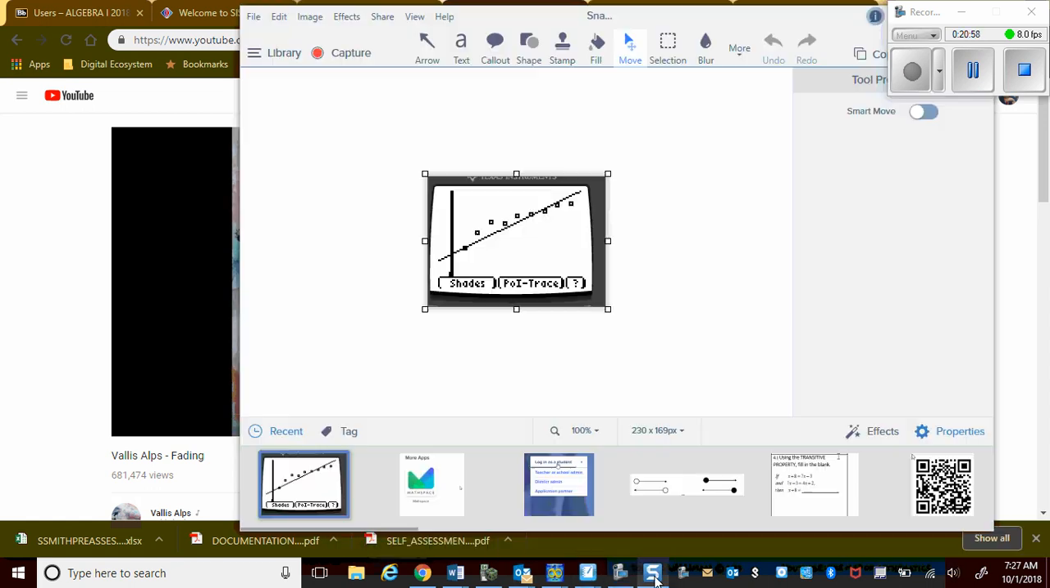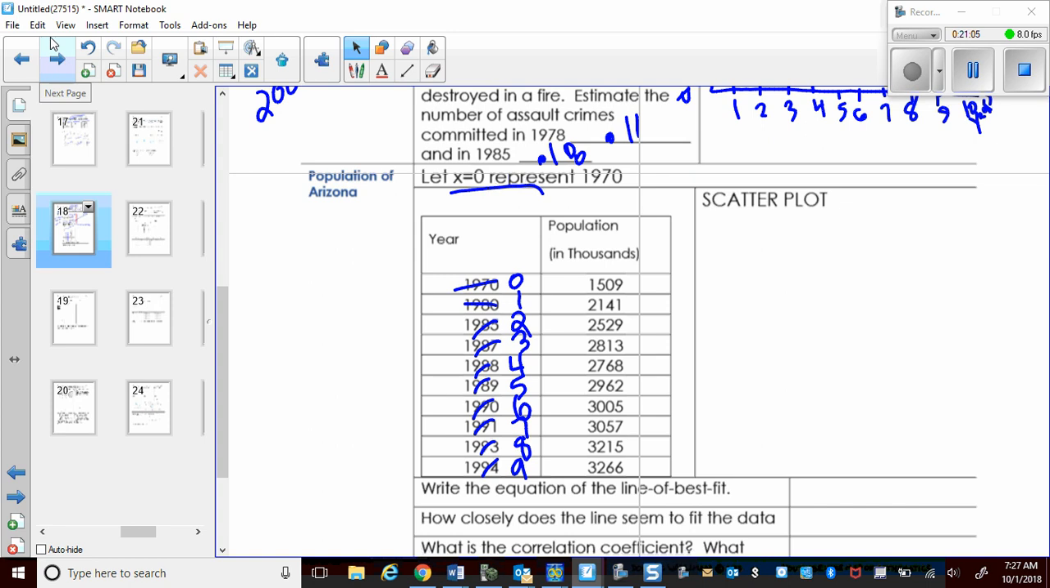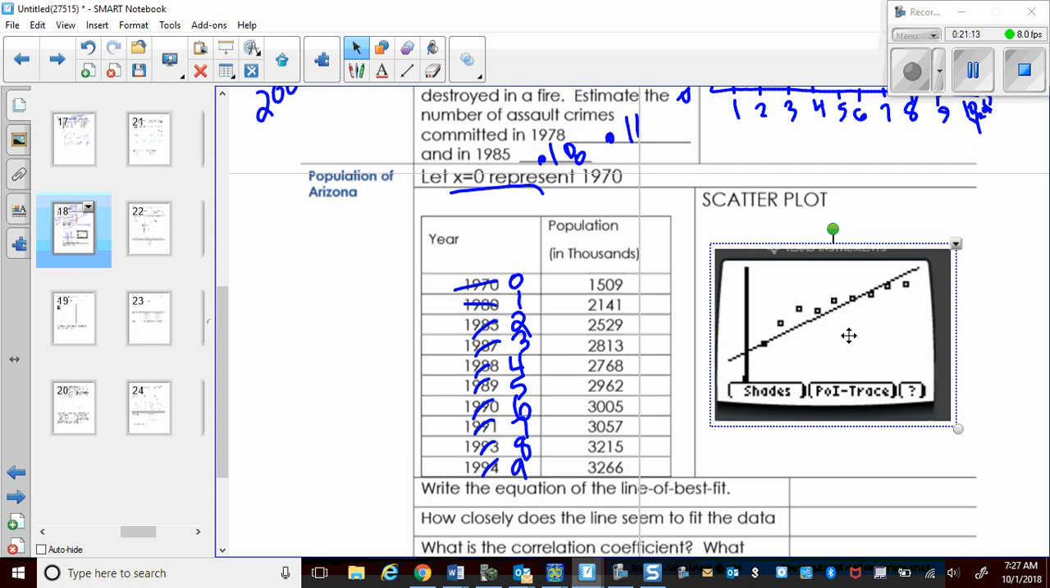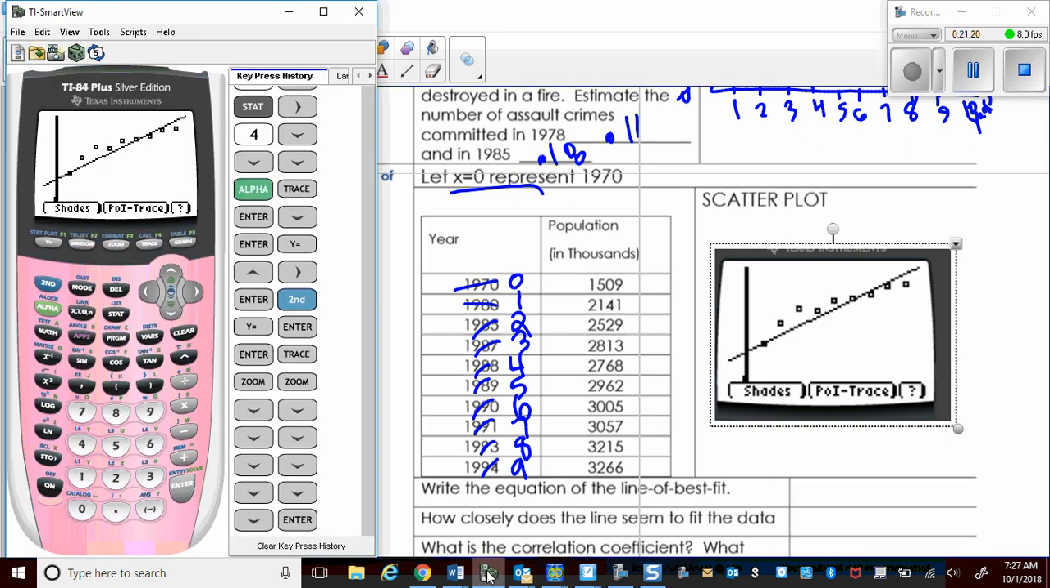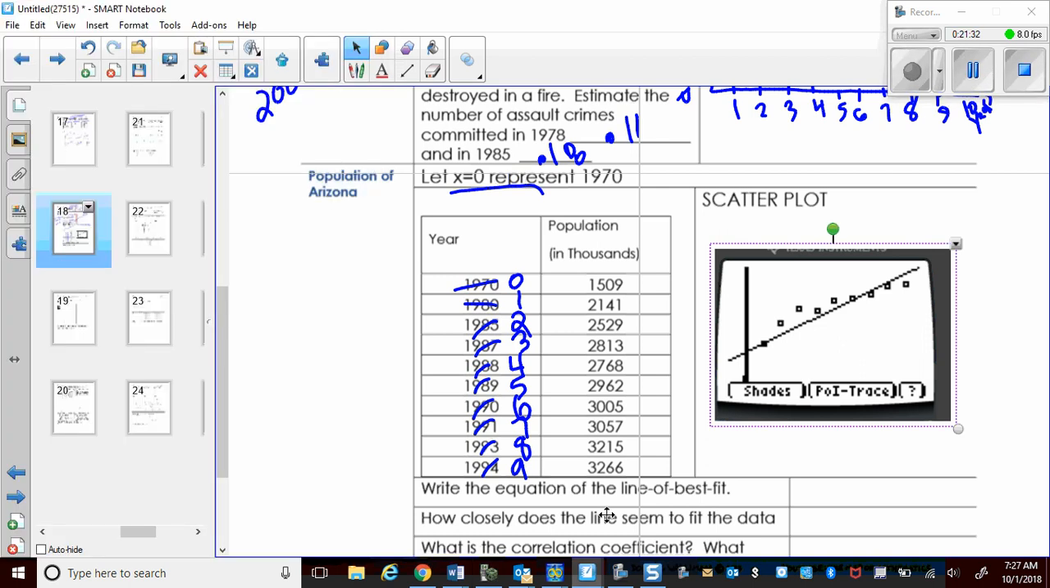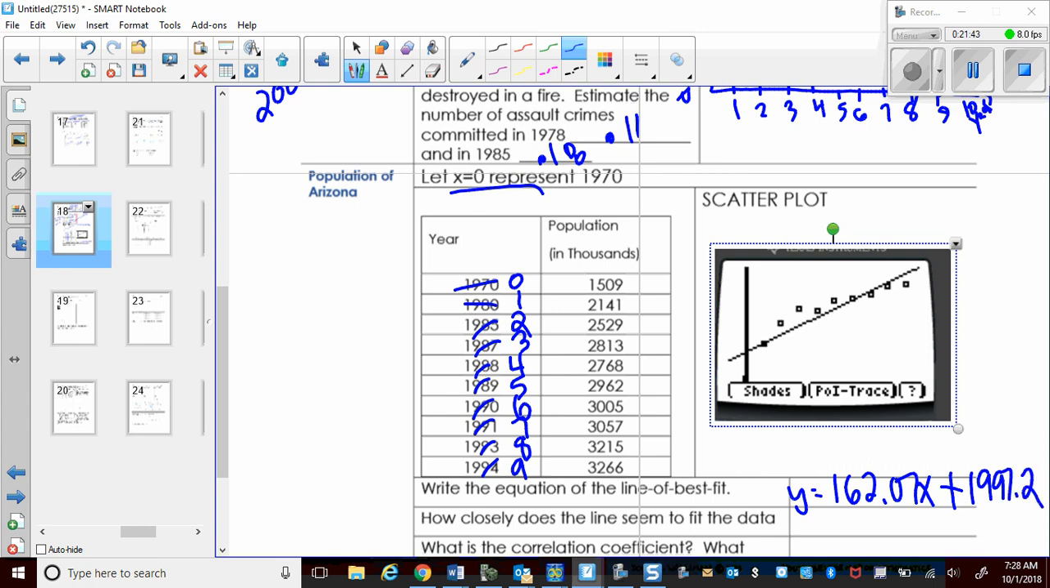So I snagged the picture, copied it over, and let's just put it in a scatter plot. Yours is going to be a little bit different because you have to actually do it. For the line of best fit, I'm going back to y equals to get it. I have 162.07x plus 1997.2. So line of best fit, y equals 162.07x plus 1997.2. How closely does the line seem to fit to the data? It's relatively close.